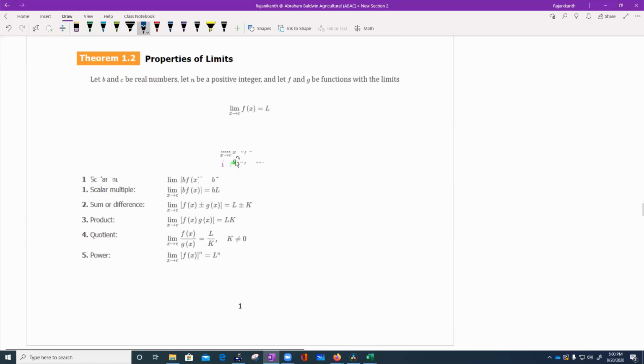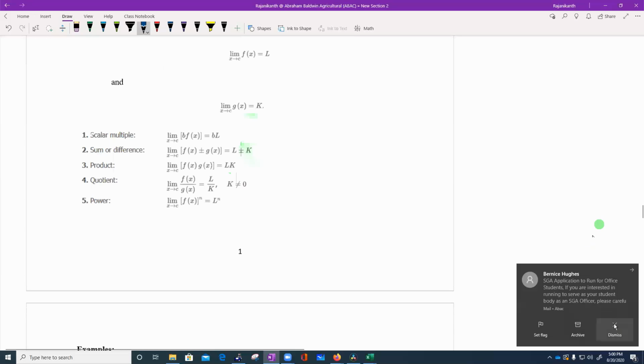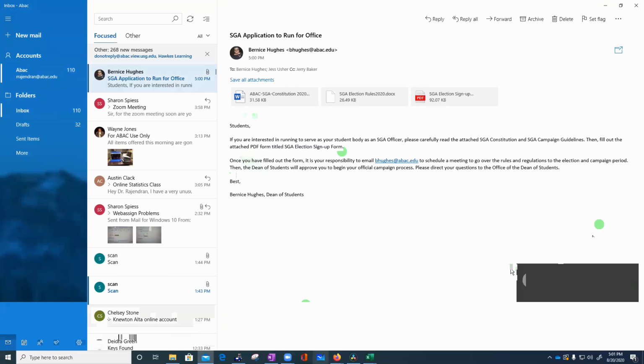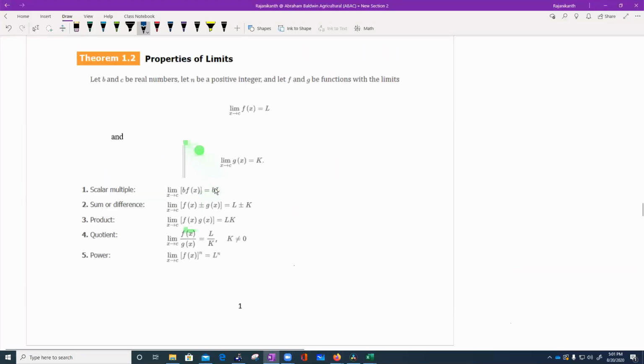Now here, suppose you know the two functions' limit values, right? You are given two functions now. Suppose you know the answer for the limit of function f when x goes to c, say that is L. If you know the limit value of the function g when x goes to c, say that is k, then how are you going to find the limit of combinations of these different functions?